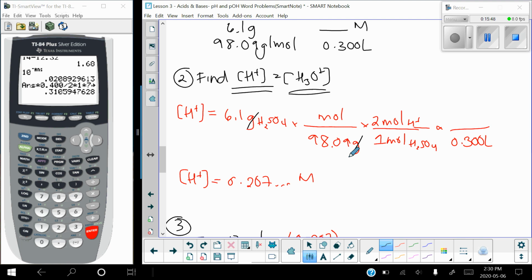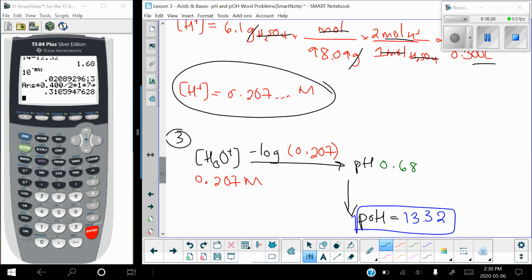Grams cancels out with grams, leaving me with moles. Then I use my molar ratio, which cancels out the sulfuric acid. Moles cancels out with moles, and I'm left with moles of my H plus. I then need to convert that into concentration, so I get my liters. Plug that into my calculator, and I get my H plus concentration. I have left those digits just to show you that I haven't rounded at this point.